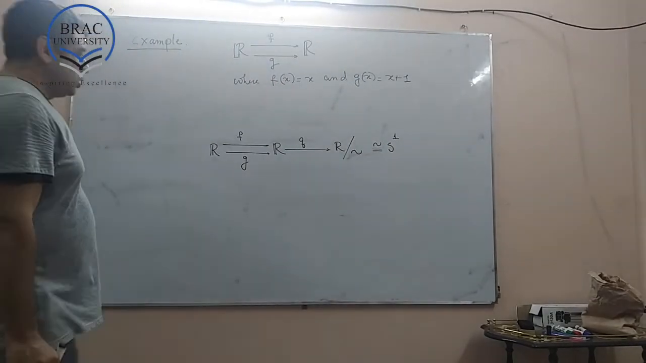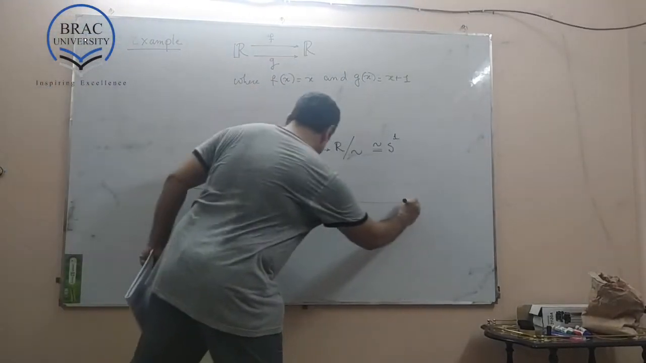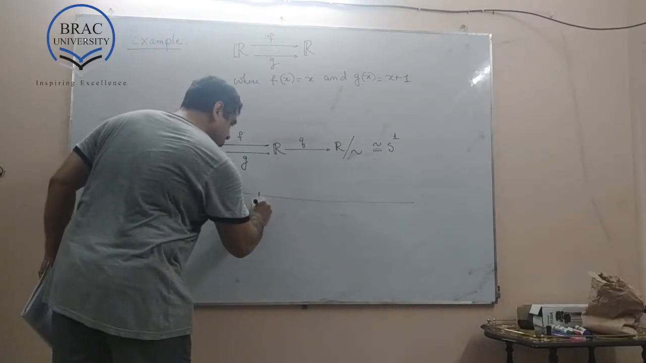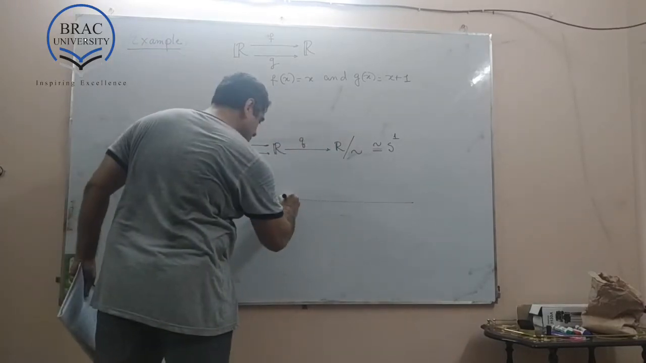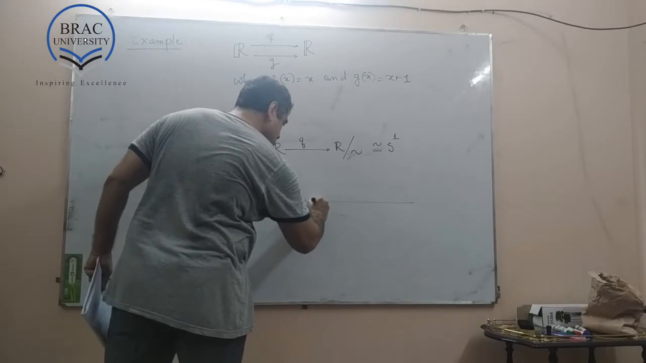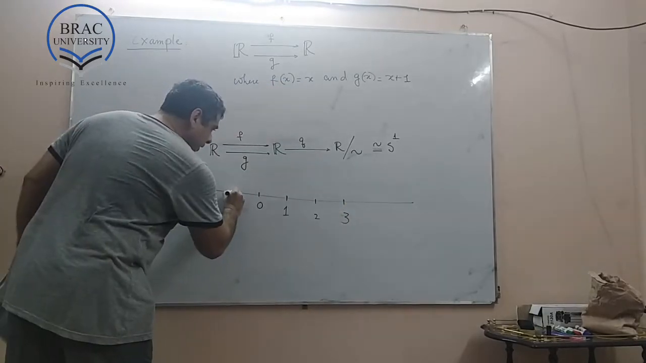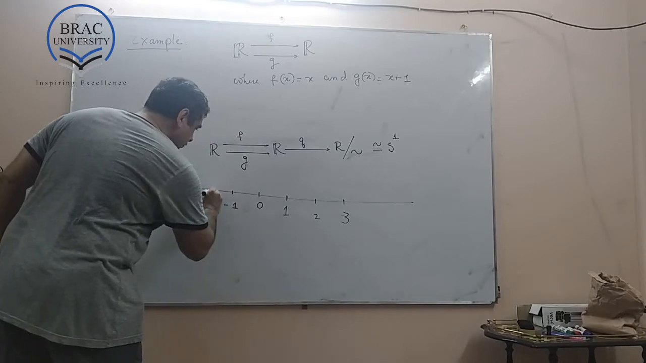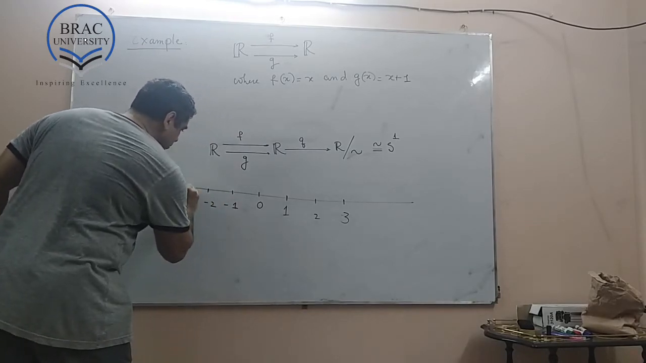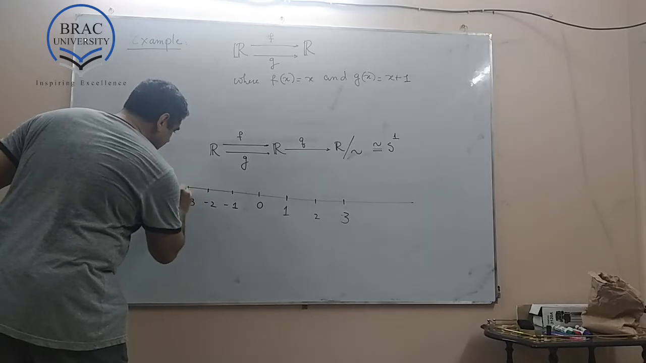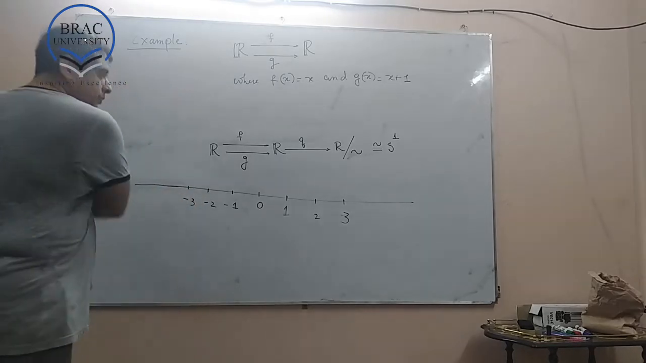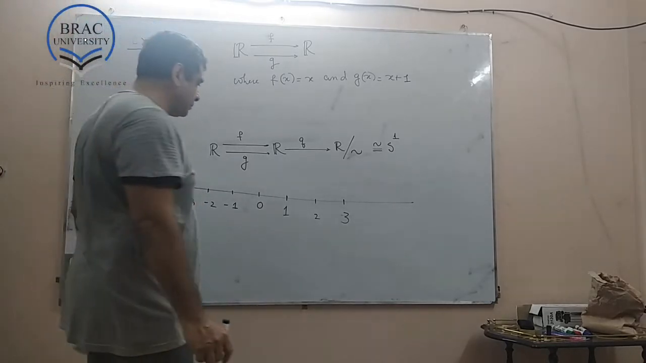Okay? So let's take the example. Let's take the real line. So 0 is here, 1 is here, 2 is here, 3 is here, and to the left of 0 we have -1, we have -2, we have -3, and so forth, towards negative infinity.